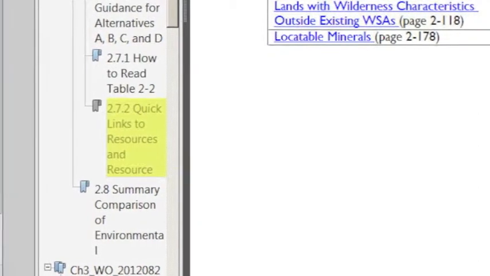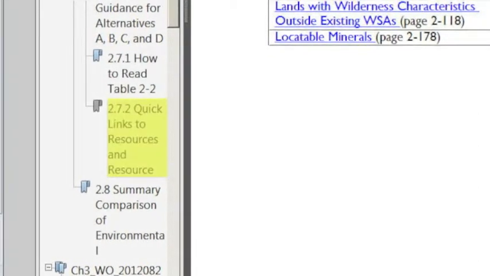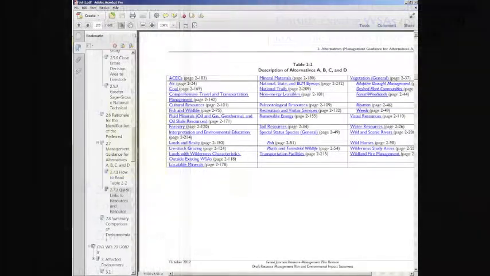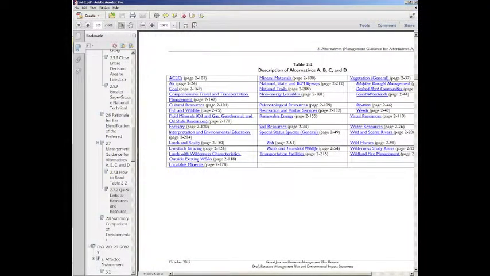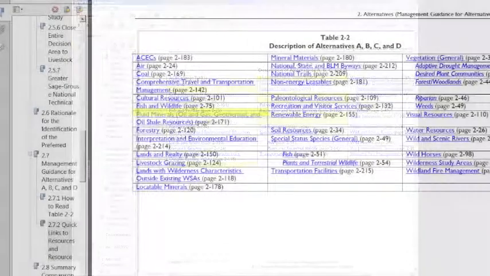Click on the bookmark titled 2.7.2 Quick Links to Resources and Resource Use Management Actions. This will bring up a page with all of the resources and resource uses highlighted in blue. Here you will find links to the following energy and minerals sections: coal, fluid minerals, locatable minerals, mineral materials, non-energy leasables, and renewable energy. Click on the section that you are most interested in, for example, the fluid minerals section.